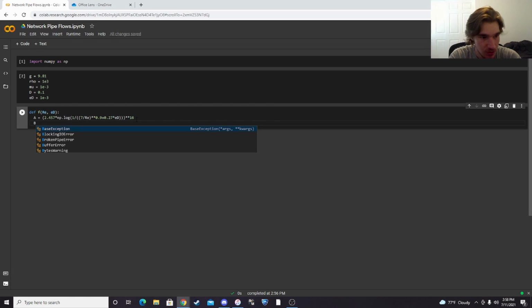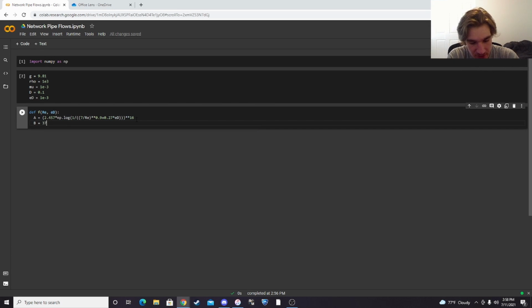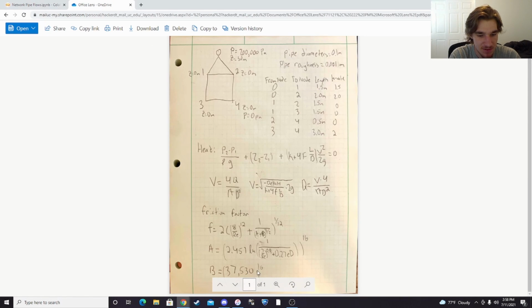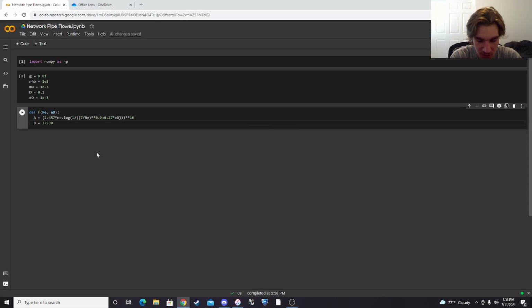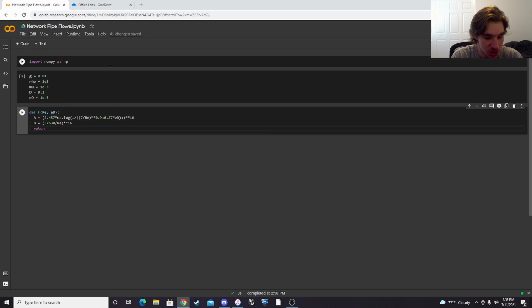Now for our b value, much simpler than that, it is going to be 37530 over Reynolds number. And this is actually going to be to the power of 16 as well. And then we're going to have a return of 2 times, and then parentheses 8 over Reynolds number. This is going to the power of 12.